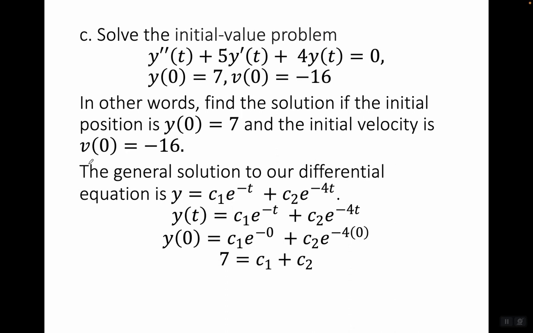The general solution of our differential equation is y equals c1 e to the negative t plus c2 e to the negative 4t. We saw that a moment ago. So let's plug in what we know. Let's plug in t equals 0. We get y of 0 equals c1 e to the negative 0 plus c2 e to the negative 4 times 0. In other words, 7, because y of 0 equals 7, equals c1 plus c2, because e to the 0 equals 1.